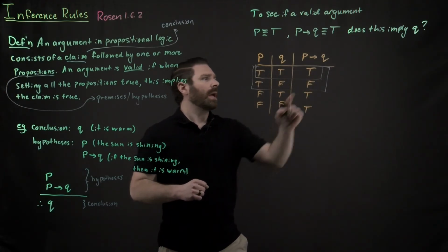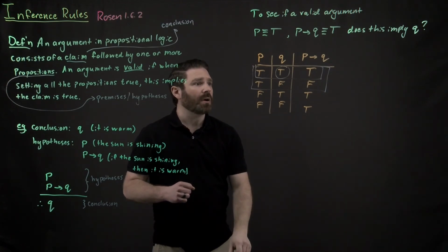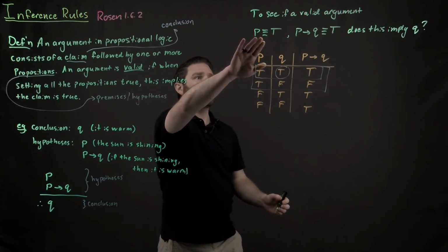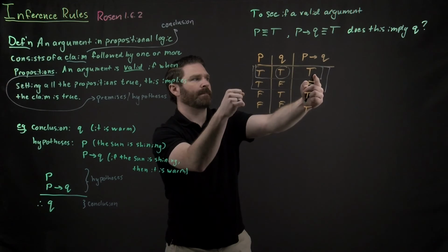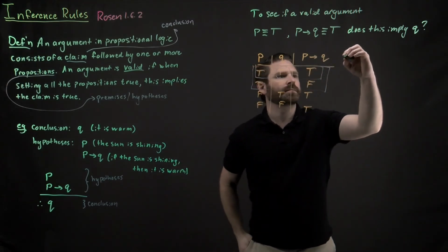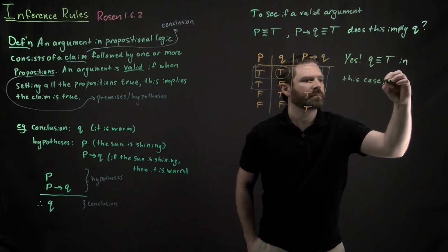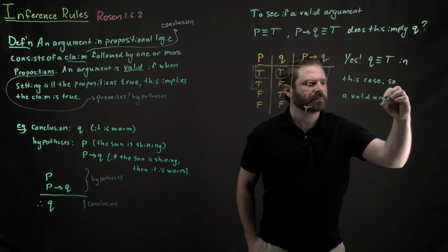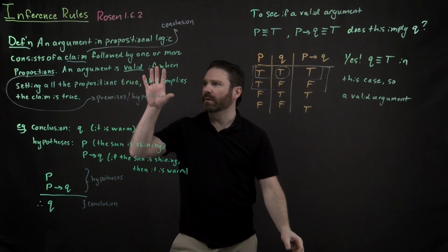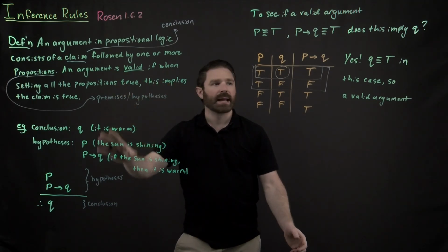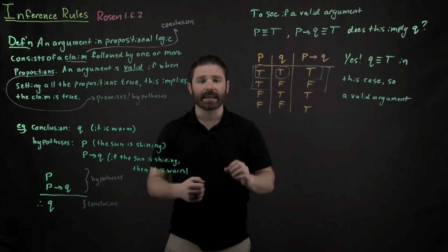And if we look at this row, does that imply Q? Well, yeah, right here, Q indeed is true right there. So what we can conclude is if P is true and P implies Q is true, then Q is true. Great, so we've been able to take our definition of what a valid argument is, and by using a truth table in this case, go ahead and conclude that this particular argument right here is valid.